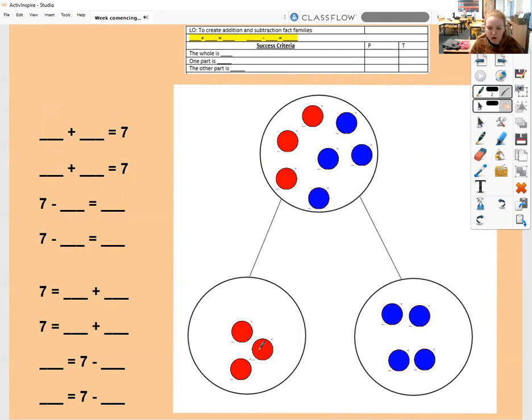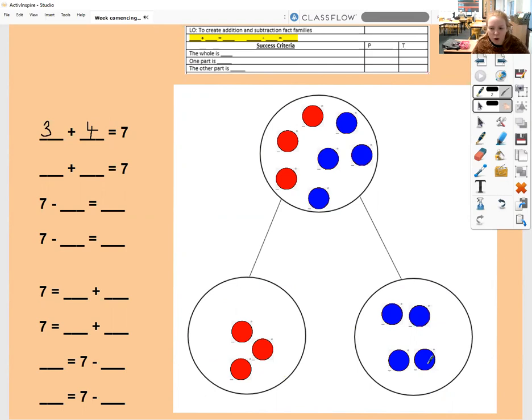So one part is 1, 2, 3. Our first part is 3, plus our other part, 1, 2, 3, 4, which is 4, equals our whole, which is 7. Fantastic. Let's look at the fact family of that number sentence. So we've just said that one part, which is 3, plus the other part, which is 4, equals our whole, which is 7.